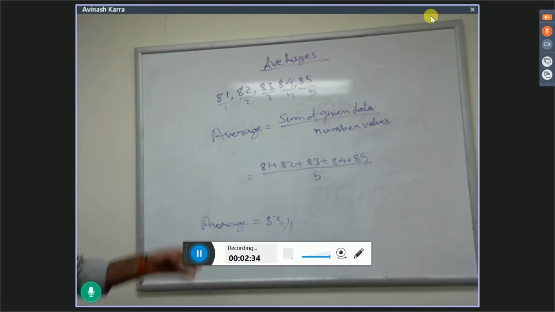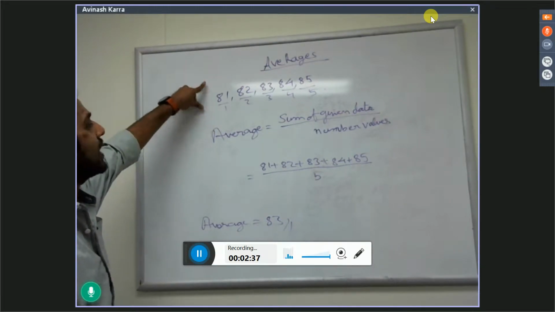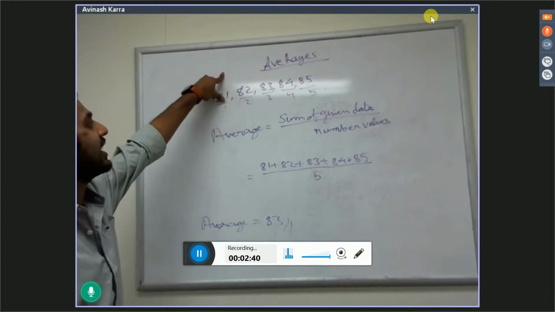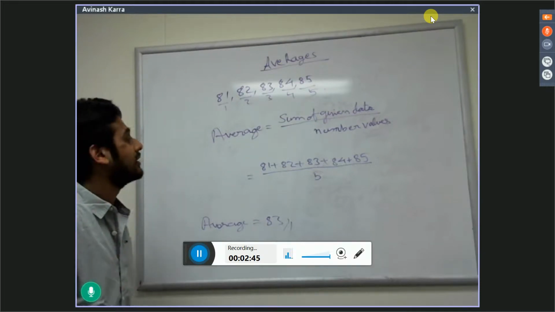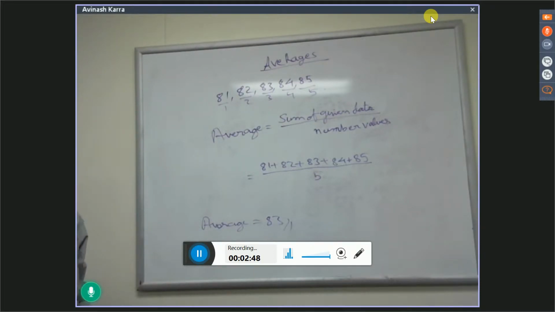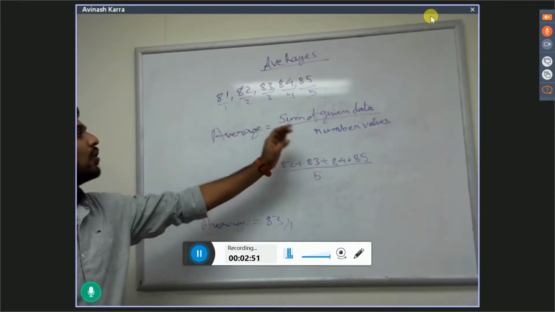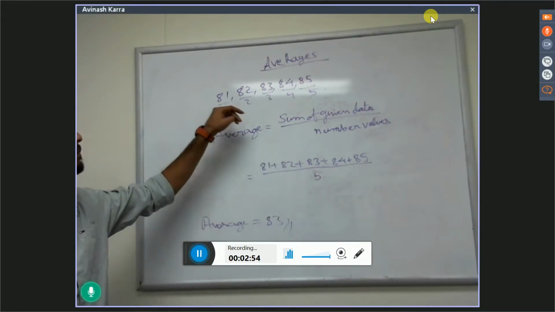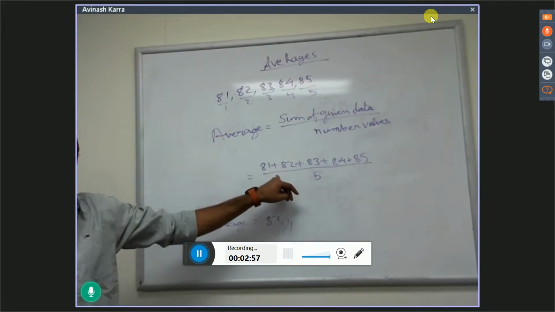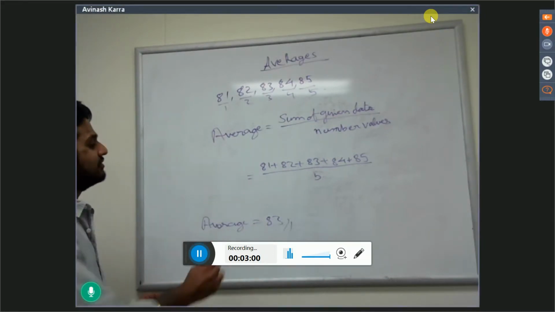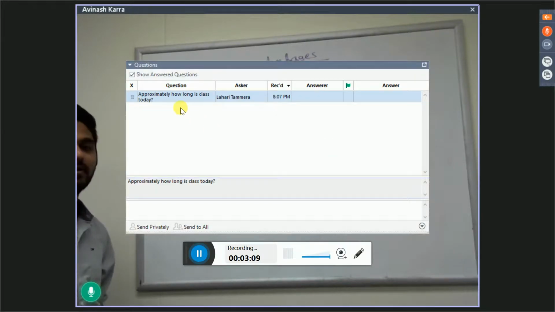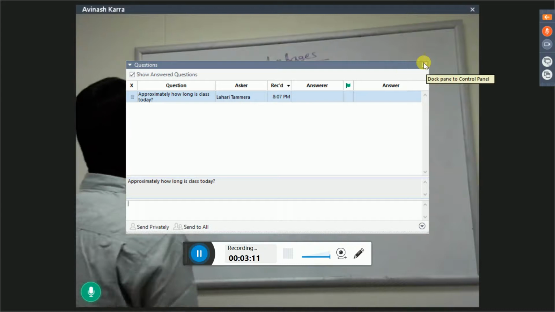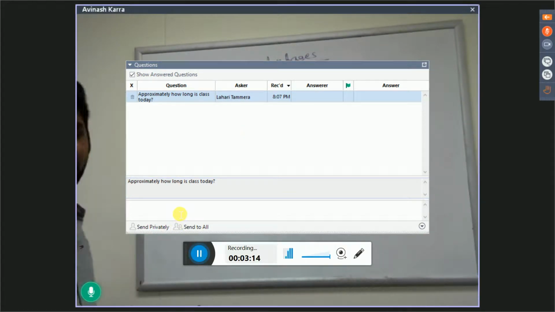See, for example, a child scored 81 in English, 82 in science, 83 in math, 84 in physics, and 85 in social. If they ask what is the average score among all, you need to add all the scores and divide by the number of subjects. When you perform this, you'll get the average value. So average is nothing but arithmetic mean, like common value. I hope you guys understood. Any doubts?